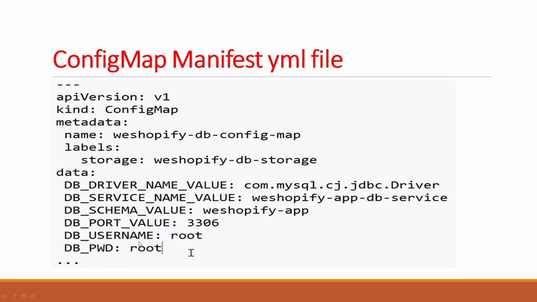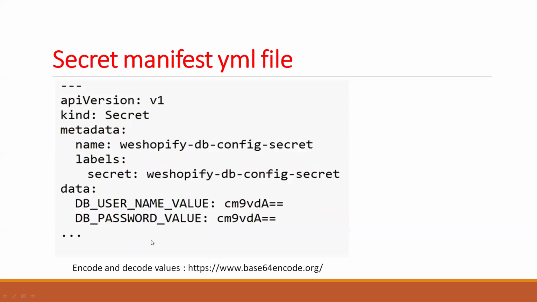If you provide the username and password in the config map, this is not recommended, because this is sensitive information, right? Sensitive information will be provided under the secret. So we can remove these DB username and password. This is the key, this is the value, key value based properties. So we need to remove this, and we can create the secret manifest file.